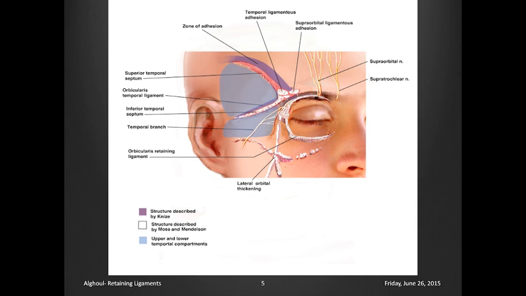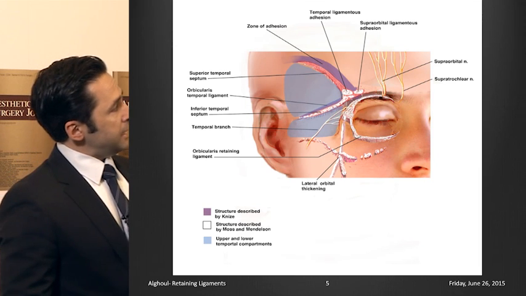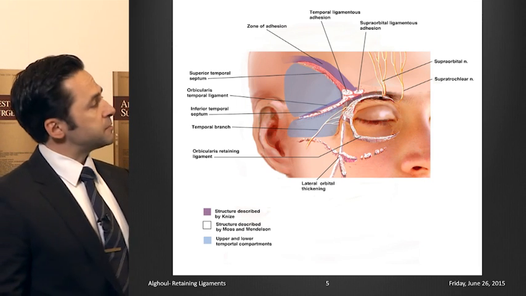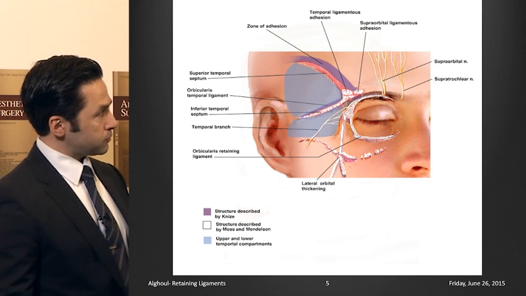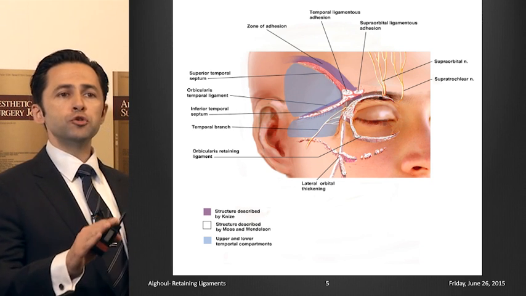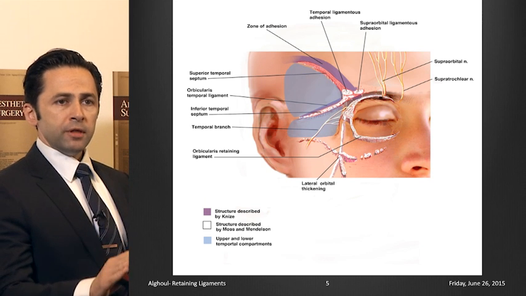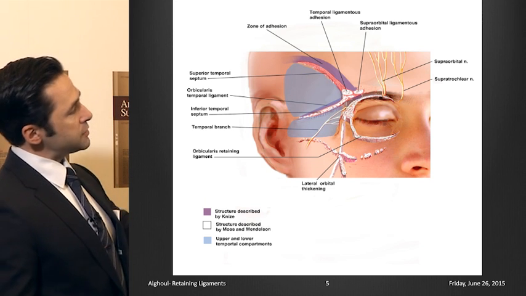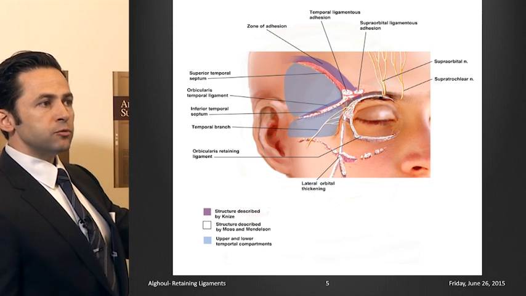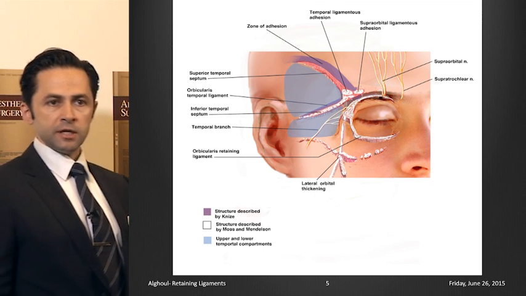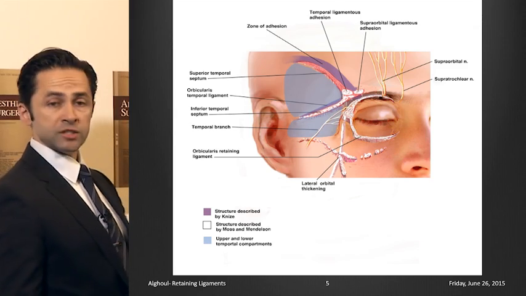The temporal anatomy is very complex, and the retaining ligaments in that area were thoroughly described by both Dr. Furnas and Dr. Mendelsohn. Interestingly, they both described exactly the same ligaments, but they gave them different names. So in this illustration, we wanted to superimpose both the ligaments described by Furnas and the ones described by Mendelsohn, and show the different names, to show that these are exactly the same ligaments, but they really just had different names.